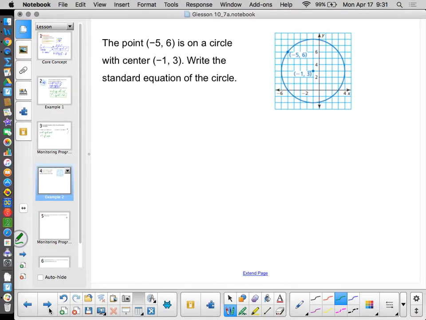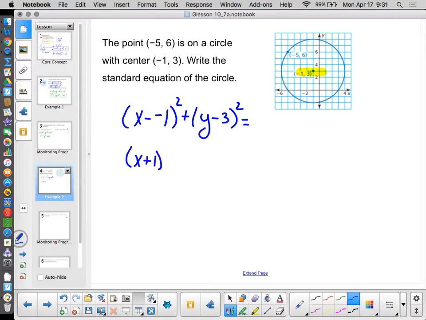Well, the center is at negative 1, 3. So that's the first thing I notice: where's my center? My center is at negative 1, 3. So I know it's x minus negative 1 squared plus y minus 3 squared equals r squared. Or that's x plus 1 squared plus y minus 3 squared equals r squared. The problem is I don't know what r is.